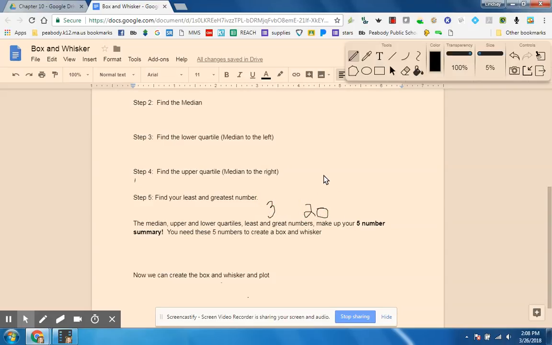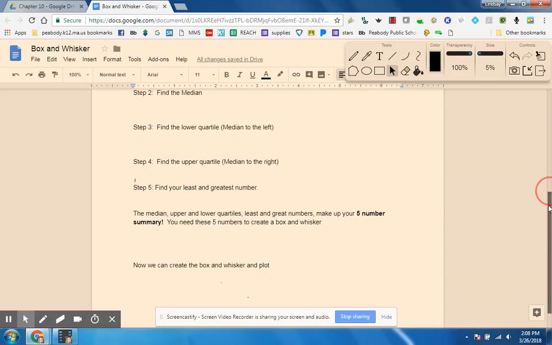Okay. So the median, the number in the middle, the upper and lower quartiles, which are the median to the left, the median to the right that we just found, the smallest and the biggest number, which we just found, these are called your 5-number summary. And you need these in order to make a box and whisker. So let me show you how to make your box and whisker now that we have every number that we need. I'm going to scroll down here.